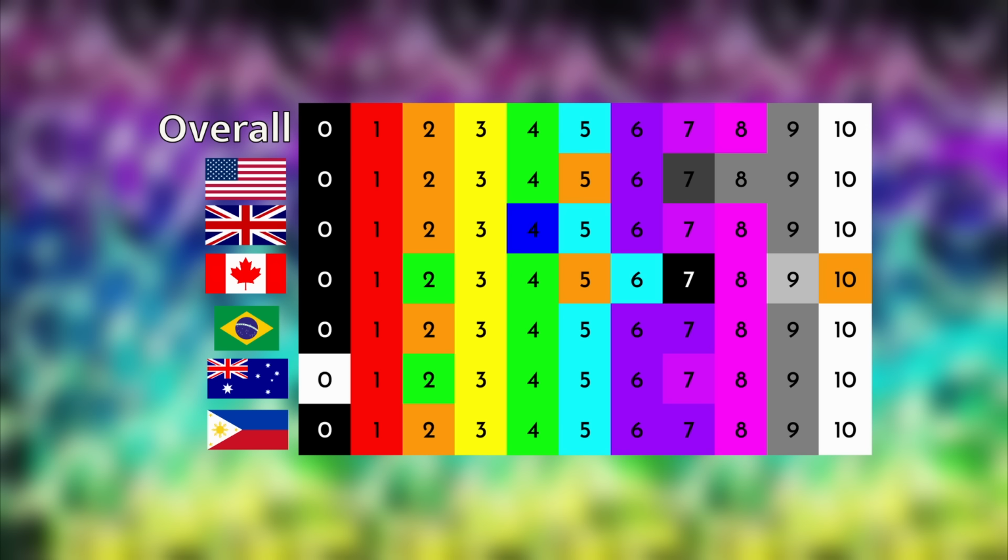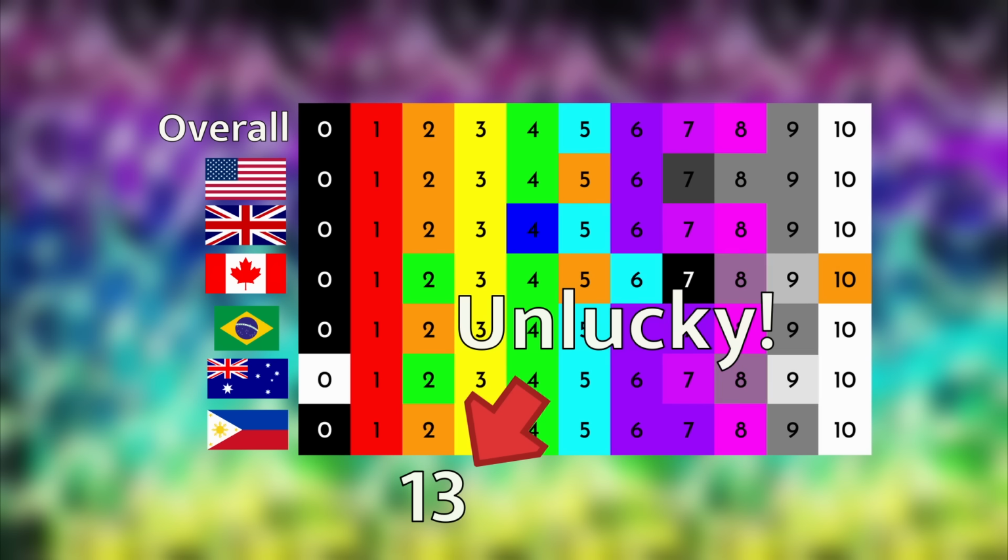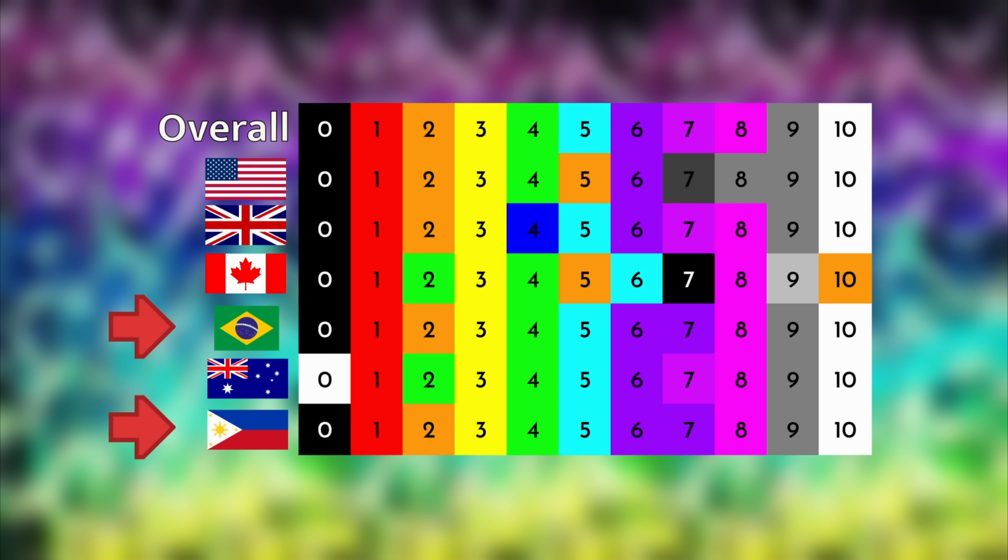Here are the most chosen colors for each number for the 6 most submitted to countries. Only the numbers 1 and 3 managed to be consistent across all 6 countries. 13, that's unlucky. Brazil and the Philippines most closely matched the overall data, both having exactly the same singular difference of 7 being purple instead of violet, which really isn't much of a difference at all. The UK was also exceptionally close, with its only difference being 4 as blue instead of green.